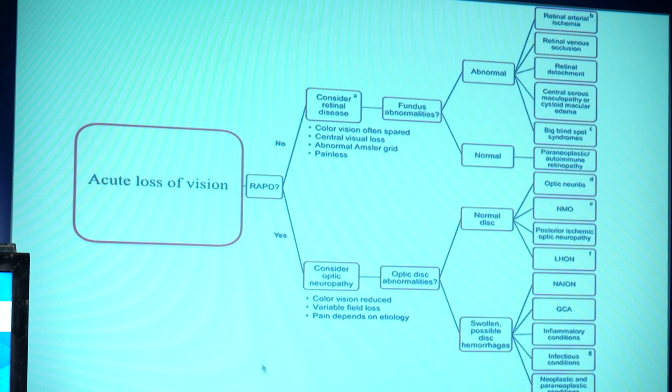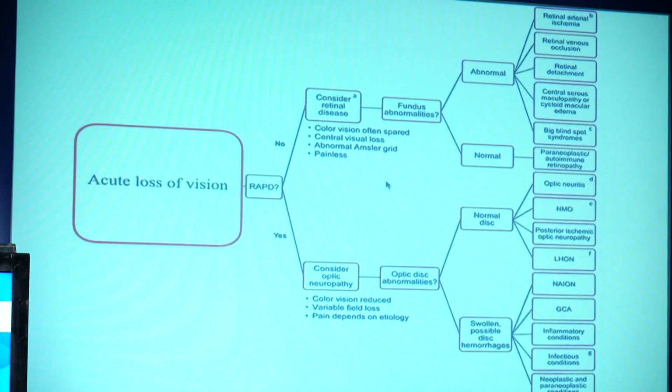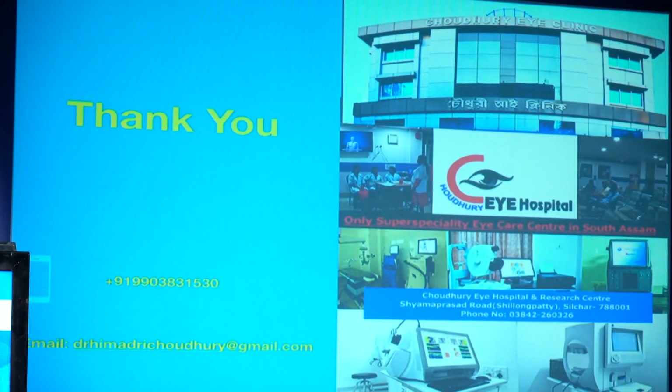So we have this algorithm where we differentiate whether the patient has RAPD or not, but this is not absolute. We have to look for individual abnormalities. Fundus abnormalities are mostly apparent on examination in most patients, and whenever in doubt, we have to do a perimetry. Only confrontational test will not suffice, and perimetry is a must to rule out diseases where the diagnosis is not very clear. Thank you very much.